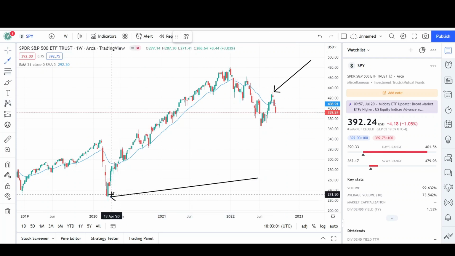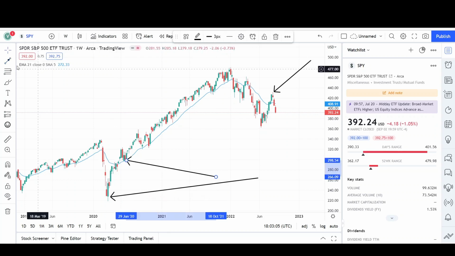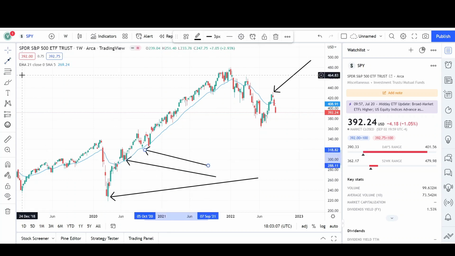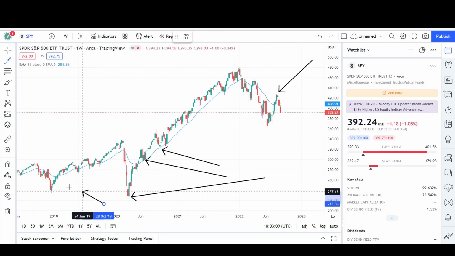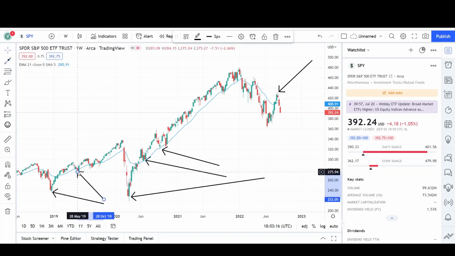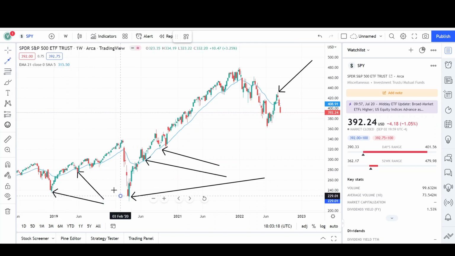Let's go look at 2020. Why was this location on the chart the bottom in 2020? Because you can see the price started bouncing from the EMA on the top side. What about in 2019? You can see that this was the bottom versus any other point in that move down because we started bouncing from the EMA.